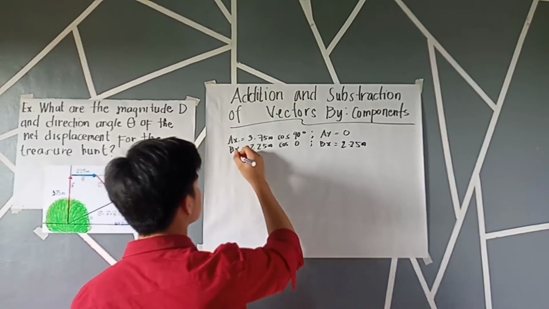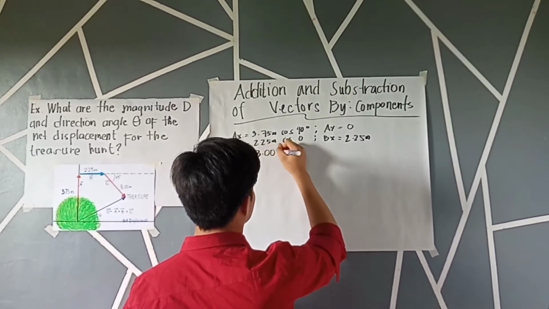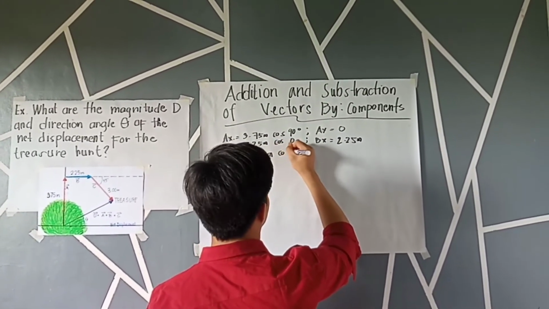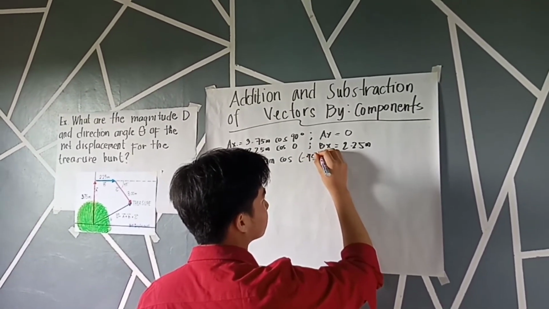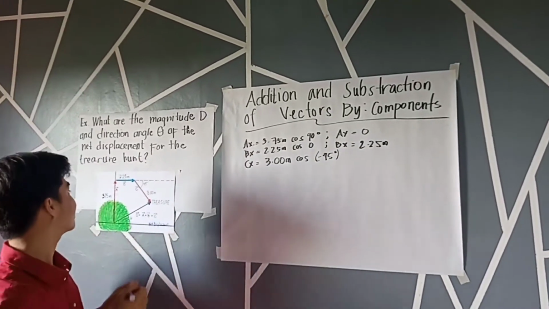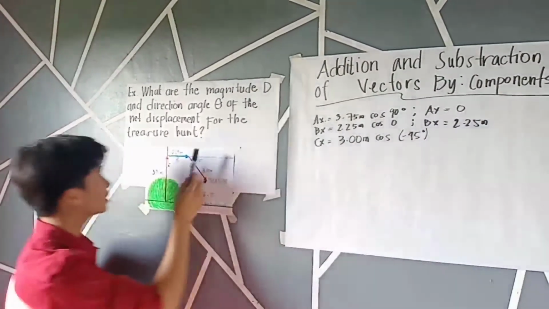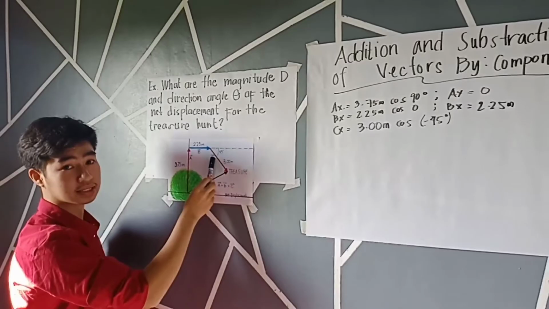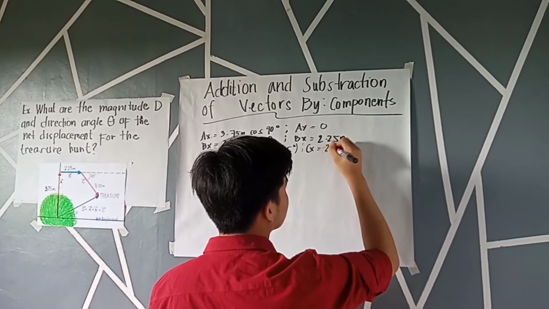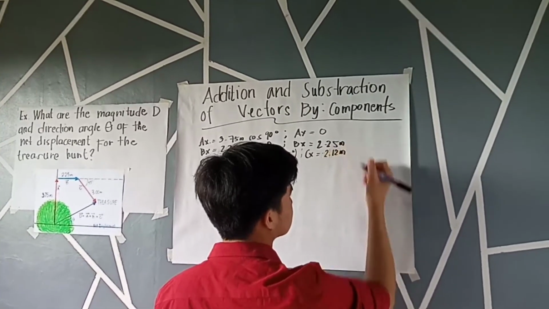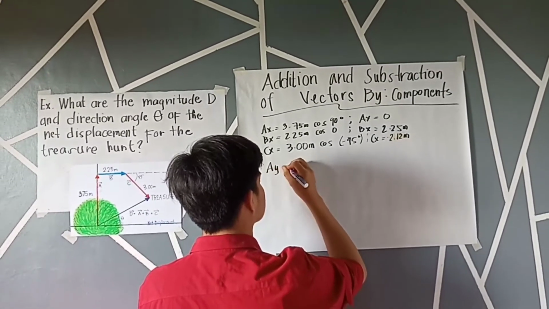So for CX, we have 3 meters cosine negative 45 degrees. Why negative? Because when we measure it downward, that is a negative angle. Now, CX, we have 2.12 meters. So for AY, we have directly 3.75 meters.